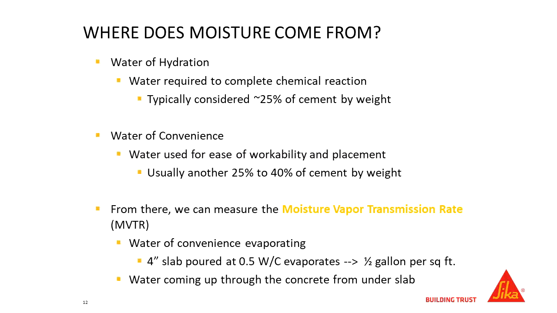And that's why you have that waning scale you saw a couple slides ago, where it starts very high and then slowly starts to trickle off. From there, we can measure the moisture vapor transmission rate. This is where we measure that water of convenience evaporating out of the system. So it gives an example here of a 4-inch slab poured at a 0.5 water to cement ratio, evaporates at about 0.5 gallon per square foot.